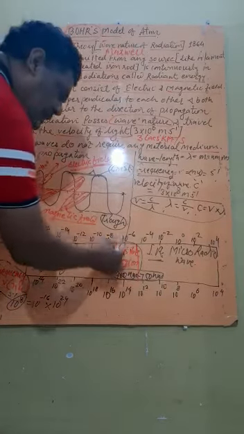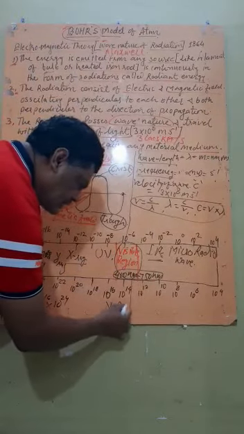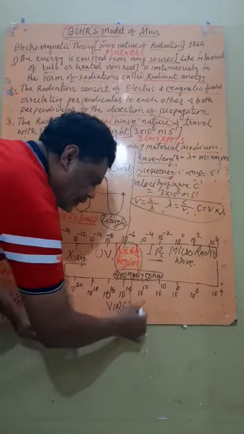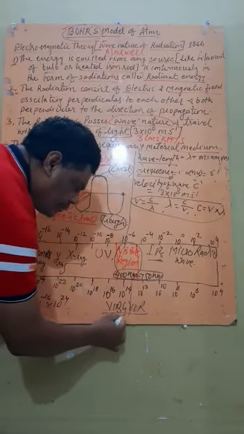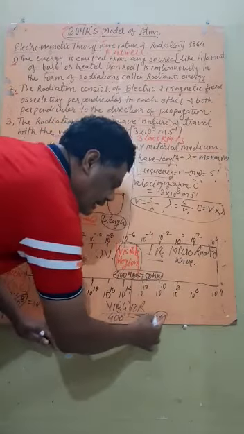Getting? Visible radiation consists of 7 types of important radiation. This is called what? VIBGYOR. And it starts from 400 to 750 nanometer. Here I am giving the values in nanometer.